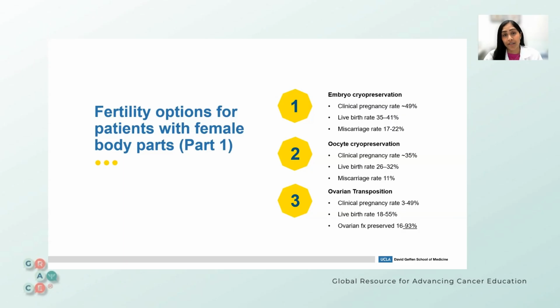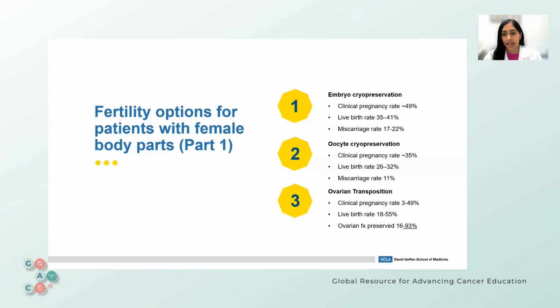Embryo cryopreservation is the freezing of an embryo. So this involves removing an oocyte or an egg from a female body and combining it with a sperm outside the body, and then allowing that combined egg and sperm to develop into an embryo and then freezing it. Embryos are usually only around 8 days old when they're frozen.